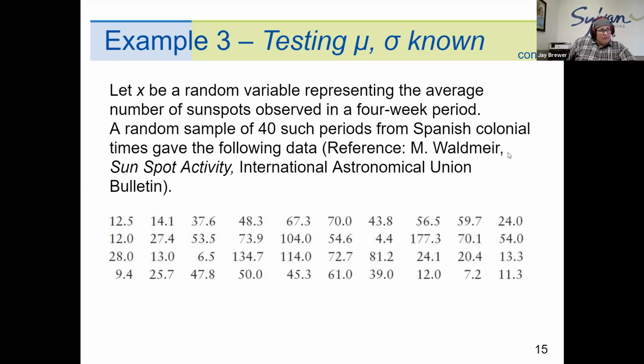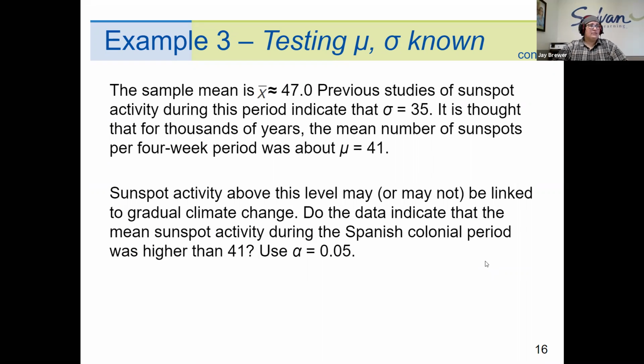All right, so this is the information that was gathered. It's a random sample of 40 such periods from Spanish colonial times that gave the following data. Obviously you would find your X bar, and yes, of course, you could use a calculator or Excel or Google Sheets to do so. The sample mean, the X bar that they get, is 47.0.